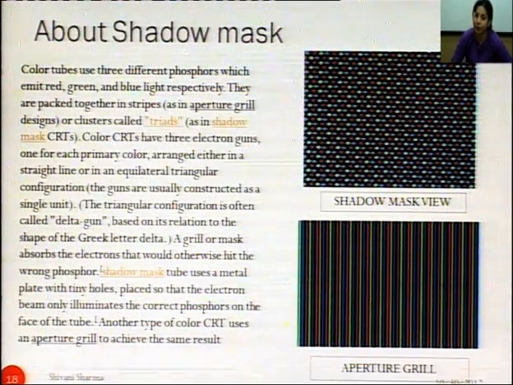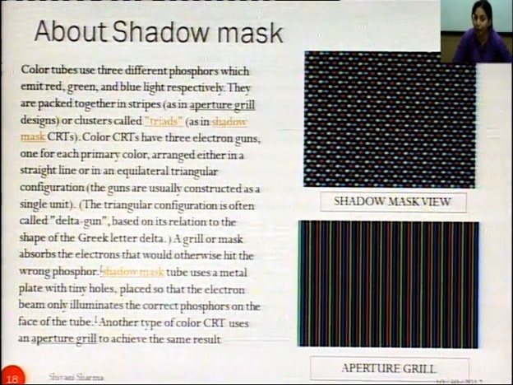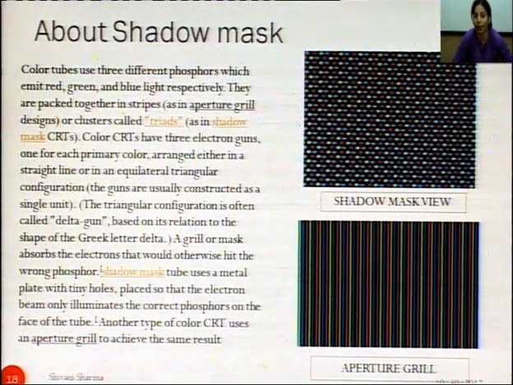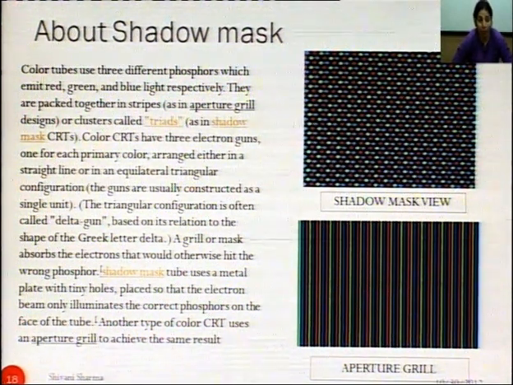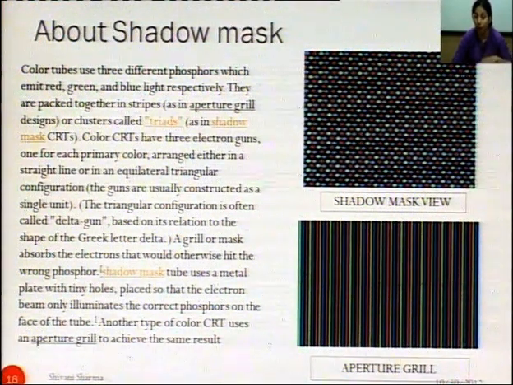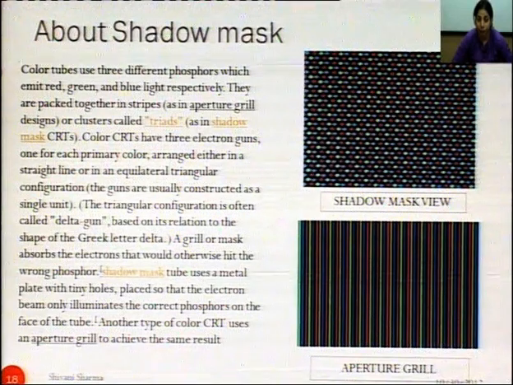Guns which emit red, green, and blue light respectively, packed together in strips or clusters called triads. The color CRT has 3 electron guns, one for each primary color, arranged either in a straight line or in an equilateral triangle configuration. We have 3 electron guns; it can be in a straight configuration or in an equilateral triangle configuration, right.